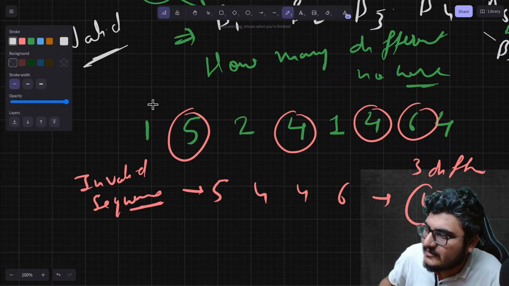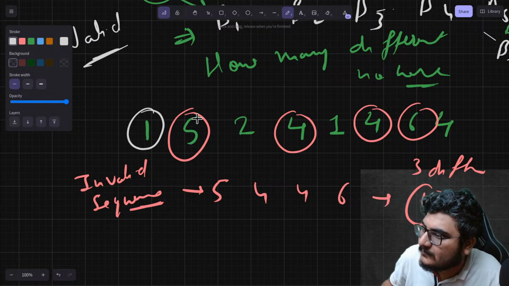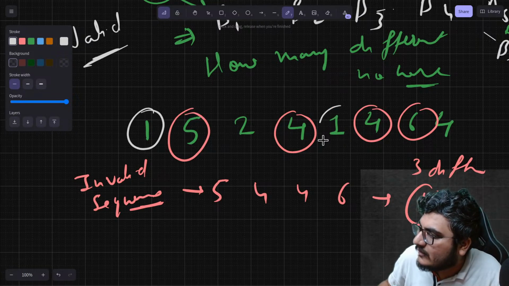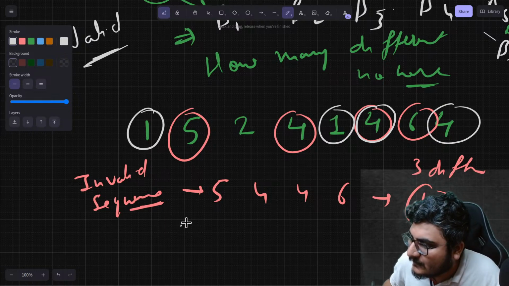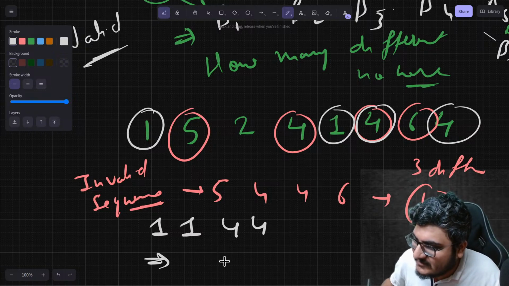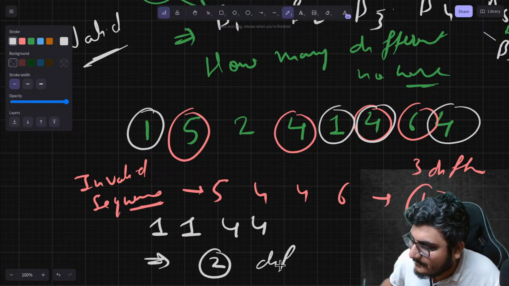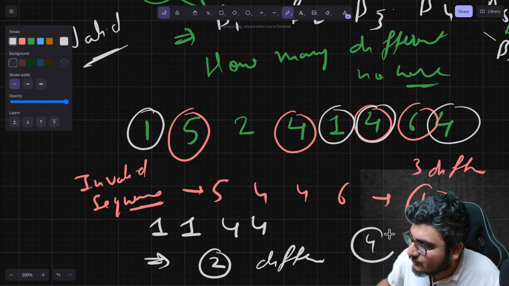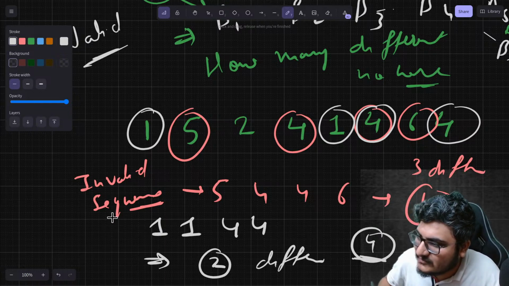And probably let's choose some other sequence. Let's say 1, 1, 4, 4, 1, 4, 1, 1, 4, 4. You can see the number of different elements here is 2, and the total chosen elements are 4. So this is a valid sequence.